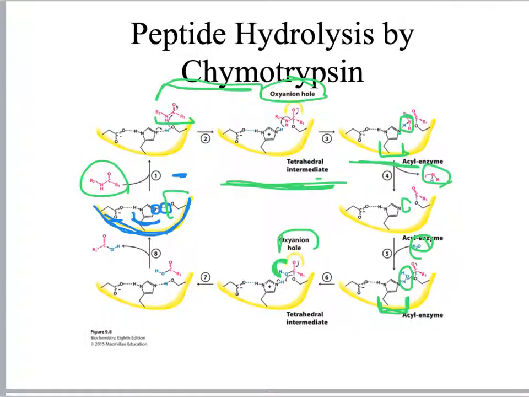So this portion is going to collapse, and it's going to form this product. And that product is then released. So the departure of that carboxylic acid prepares the active site for another cycle so it can come in and cut another bond. So again, what we're doing is we're cleaving peptide bonds, and we're cleaving on the carboxyl side of those bulkier or larger amino acid side groups.